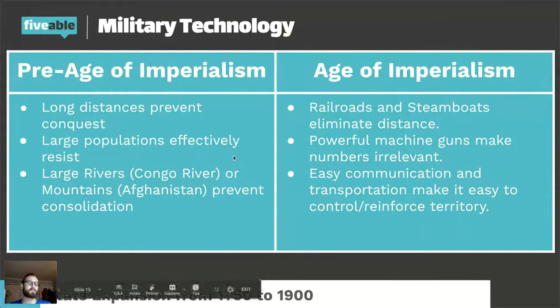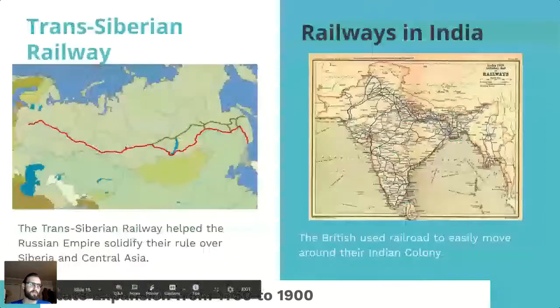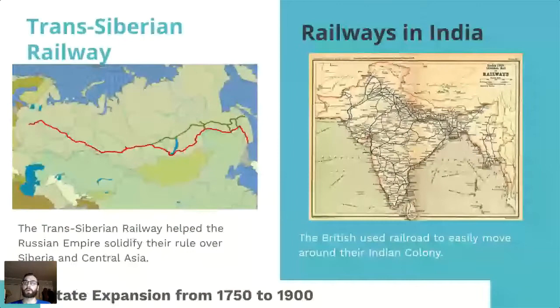Two really good examples of railroads. If you have an essay about imperialism and the expansion of European powers, railways are perhaps one of your best go-to examples. Probably the two famous ones would be the Trans-Siberian Railway in Russia that connects Moscow with the East, and part of it even runs through what is now China, as well as the British railway network in India, which allowed it to really assert its control over the subcontinent, what is now India, Pakistan, and Bangladesh.